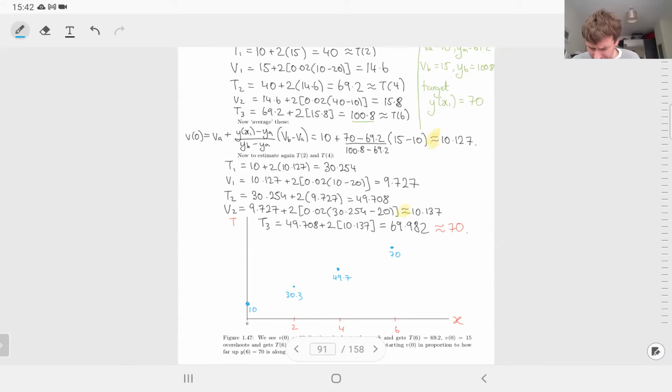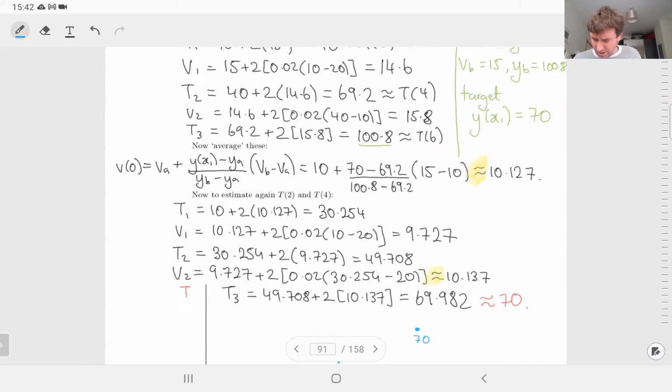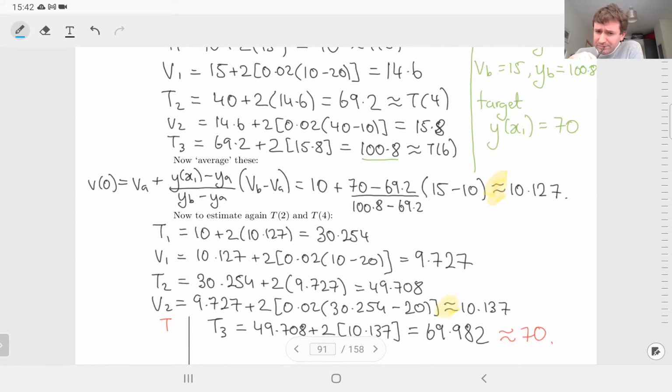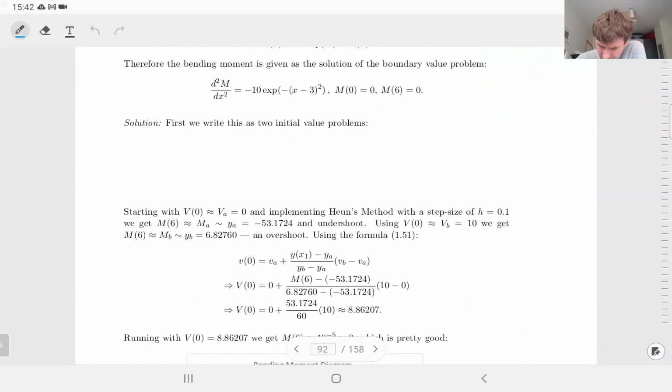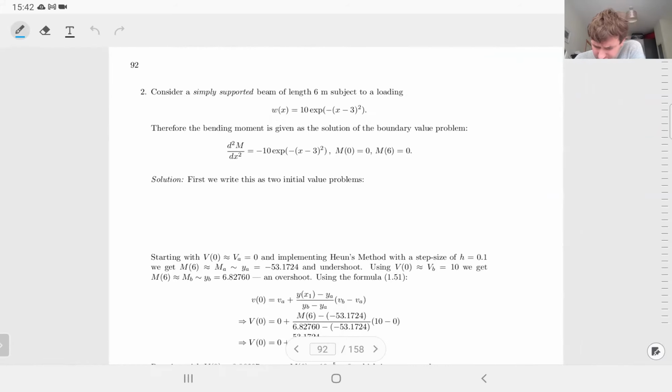For now anyway. So you don't know the initial slope, so you guess. You take a shot, you record the guess of the initial slope and where you ended up. Then you take a second guess, you record that slope and where you end up, and you average those two slopes out using the formula here. And that slope that you end up with is the one that will hit exactly what you want to hit. Okay. That's basically it. So here is another example.